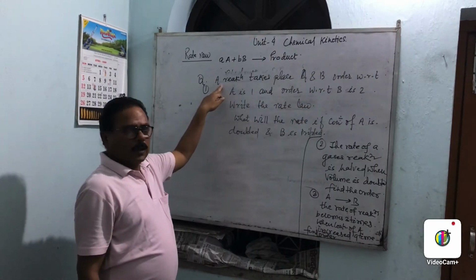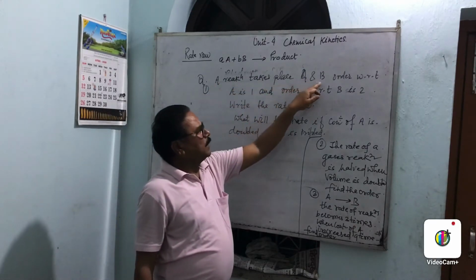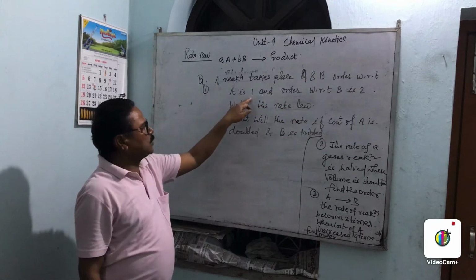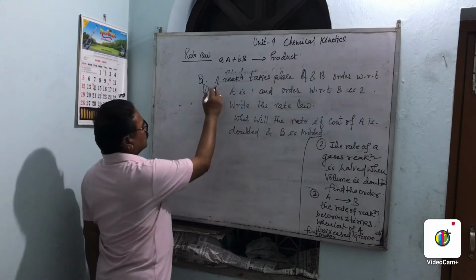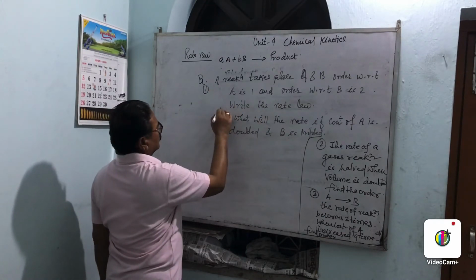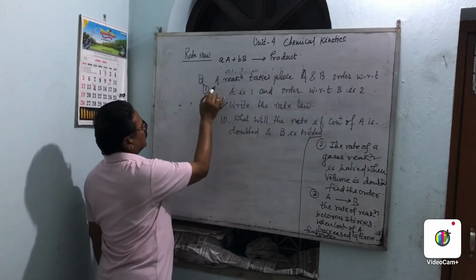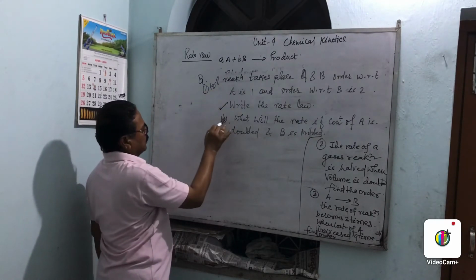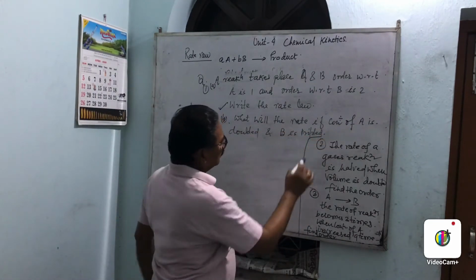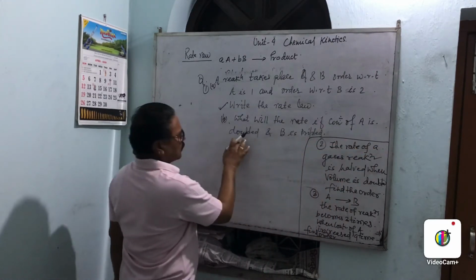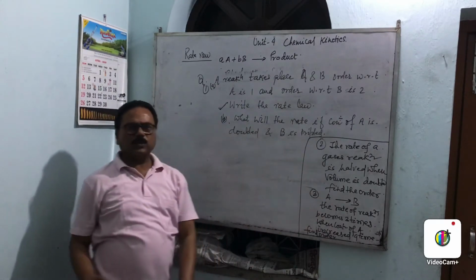So I have written a reaction on the board. A reaction takes place between A and B. The order with respect to A is 1 and the order with respect to B is 2. This is the first part: write the rate law. And this is another part, part B: what will be the rate if the concentration of A is doubled and B is tripled? First we come to this first question, thereafter 2, thereafter 3, so many cases.